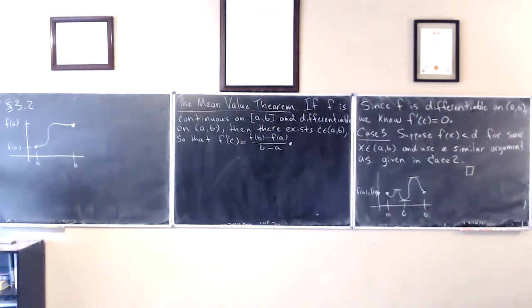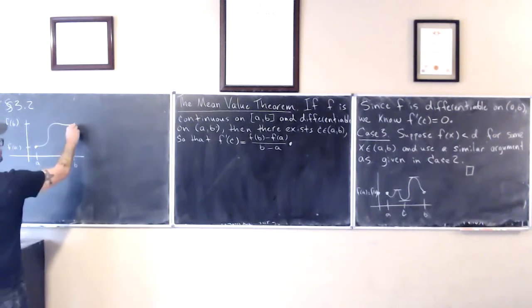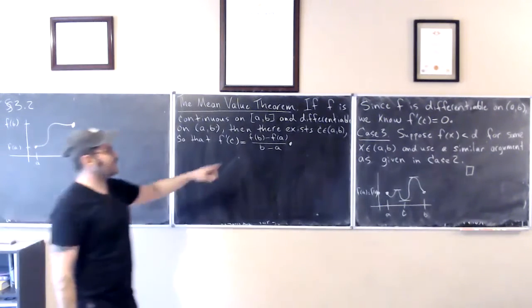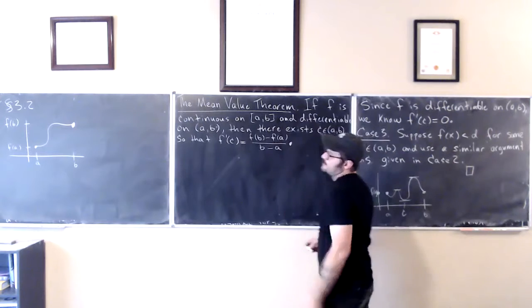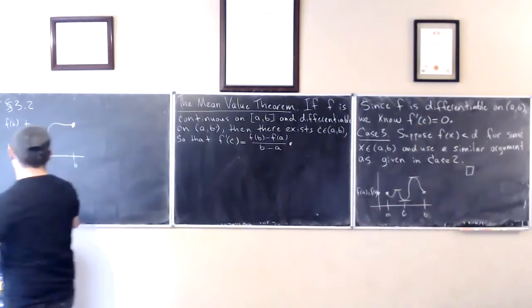Okay. Now, what is f of b minus f of a over b minus a? That's the slope of the secant line.